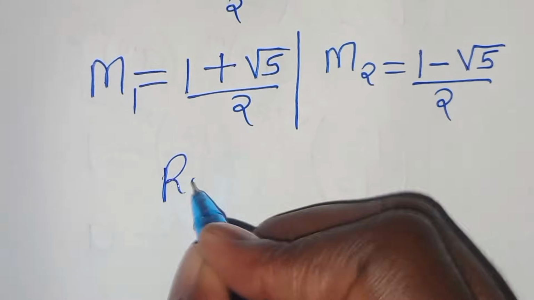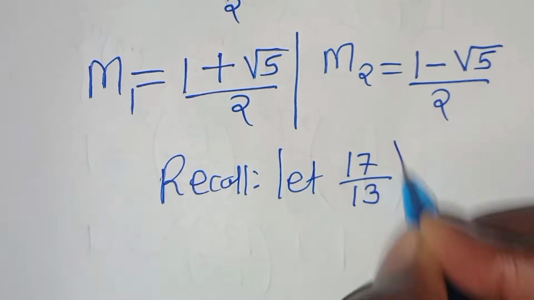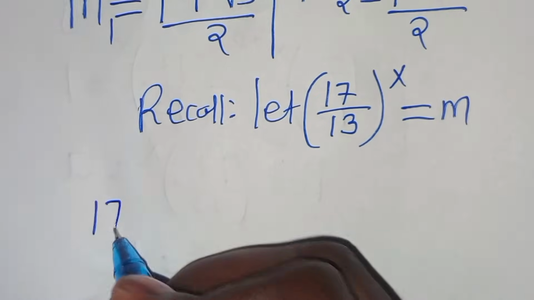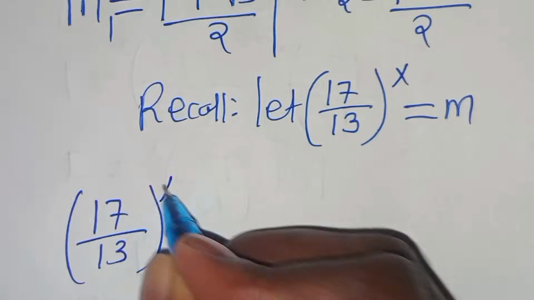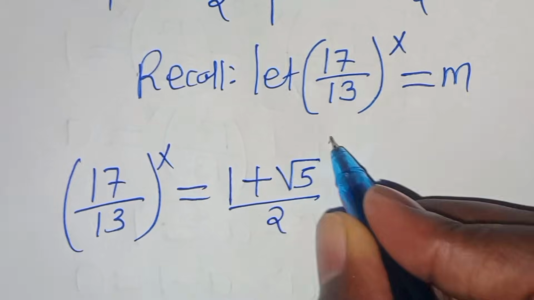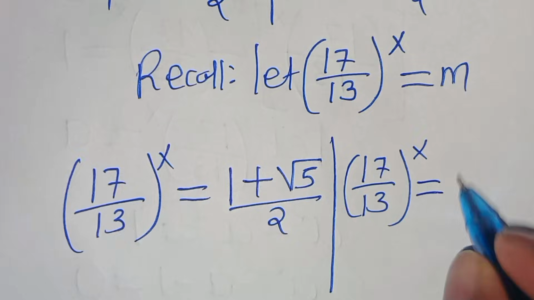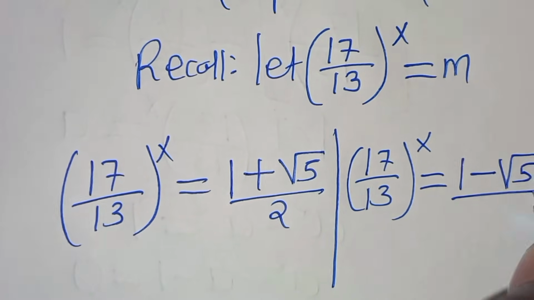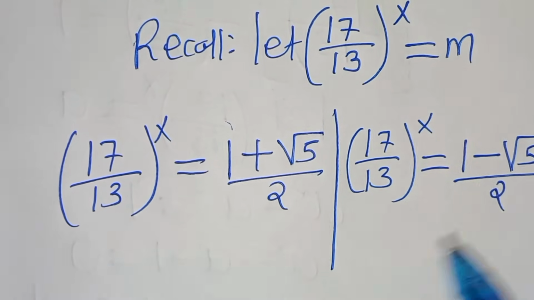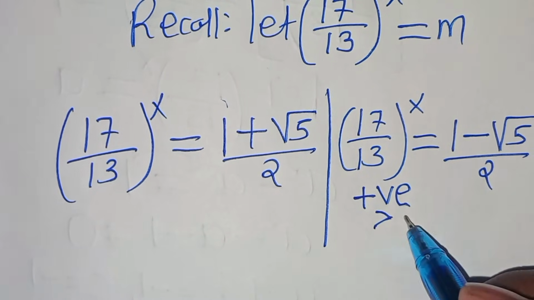Now, if you recall, we have seen that let 17 over 13 raised to the power of x be equal to m. So we have 17 over 13 raised to the power of x. This is equal to 1 plus square root of 5 over 2 in the first case here. Then this is 17 over 13 raised to the power of x. This is equal to 1 minus square root of 5 over 2. This is case 2, this is case 1. In case 2 here, 17 over 13 to the power of x will give us a positive value, which is actually greater than 0.